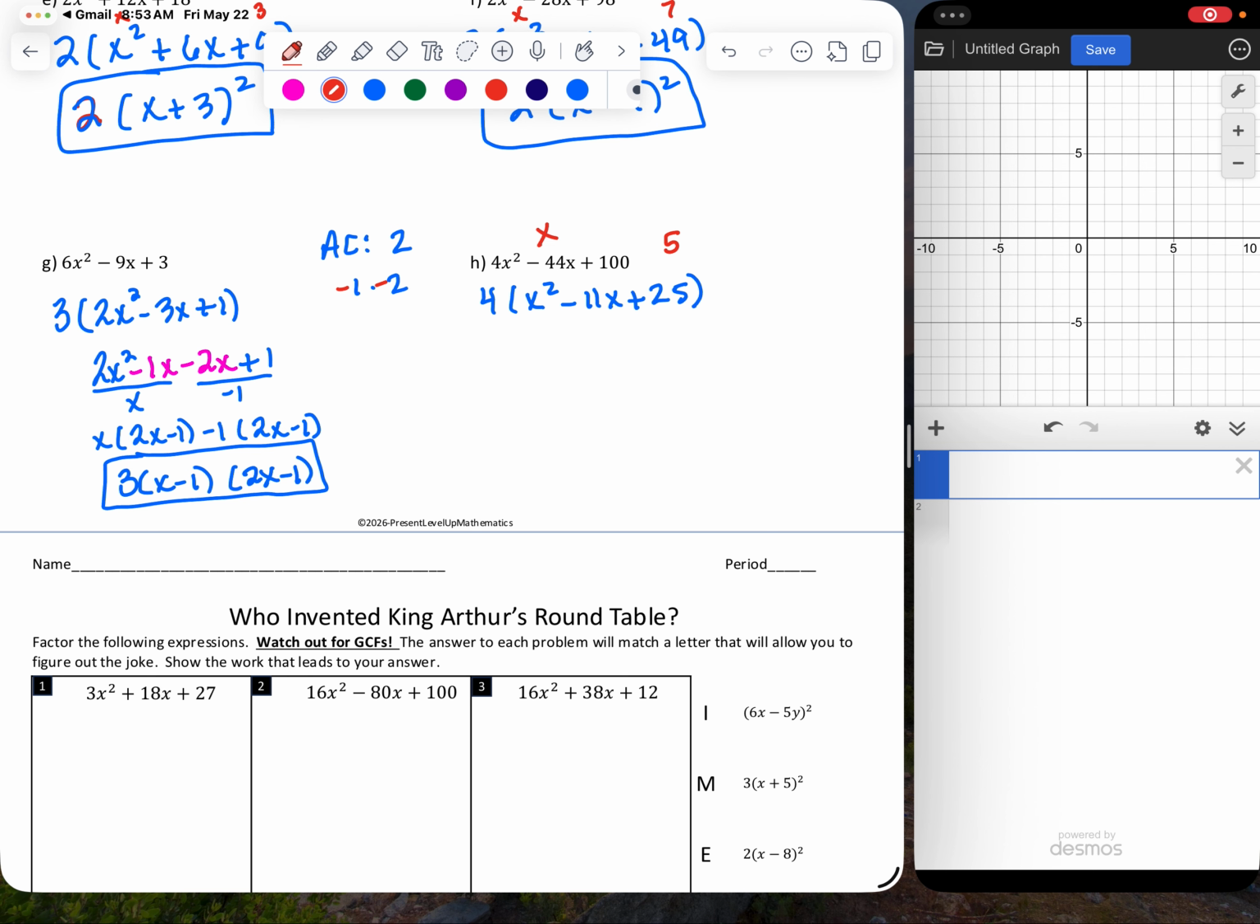If I try the AC method, AC is 25, and the factors of 25 are 1 and 25, and 5 times 5. Neither of those will add up to 11. So that means this problem cannot be factored any further. So this has to be your final answer. There's nothing else you can do with it. And that concludes today's lesson, factoring perfect square trinomials.